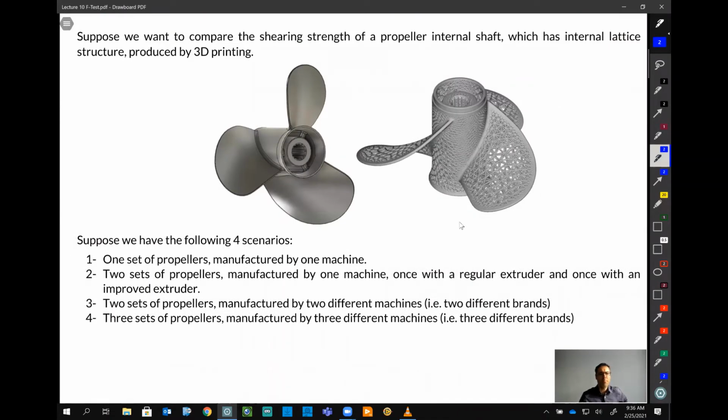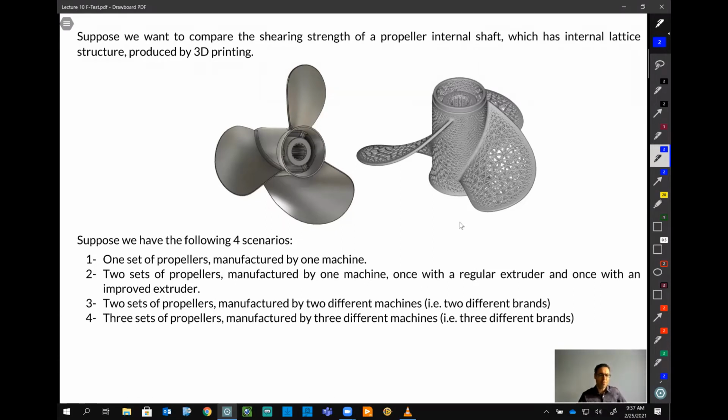Suppose that we want to compare the shearing stress of a propeller internal shaft. And suppose that we are making this propeller with this complex internal structure, the picture on the right. That's the internal structure. And of course, with this complex shape, we have to use metal 3D printing. But this is not the focus of this question. What we are looking after is the second part.